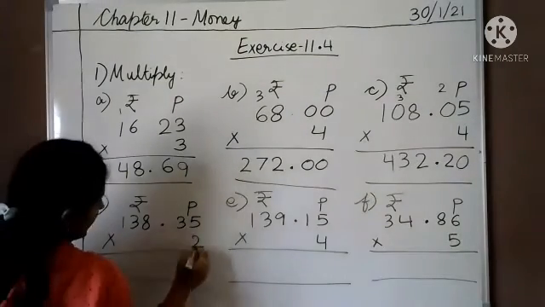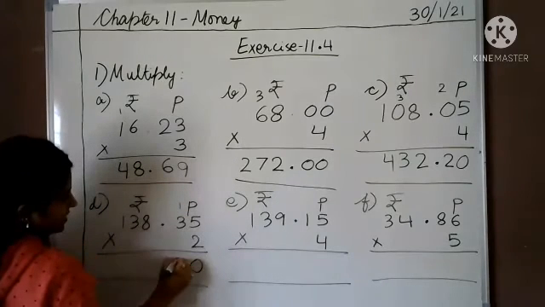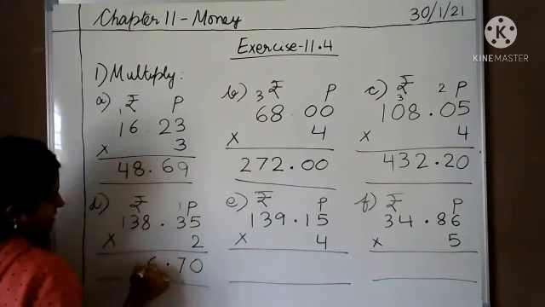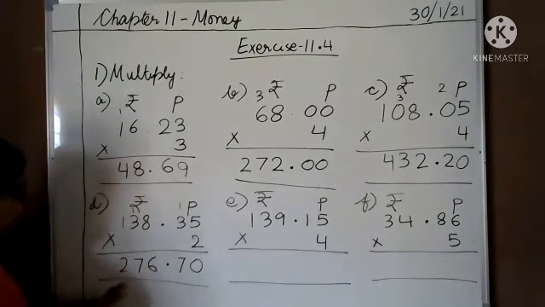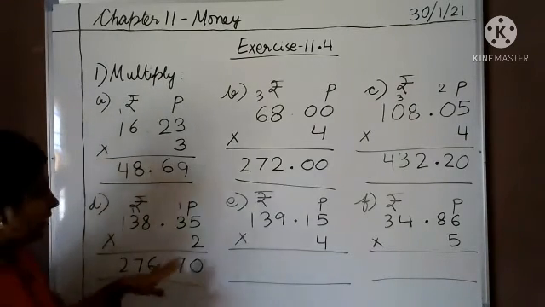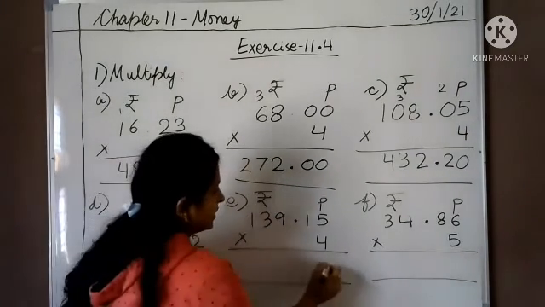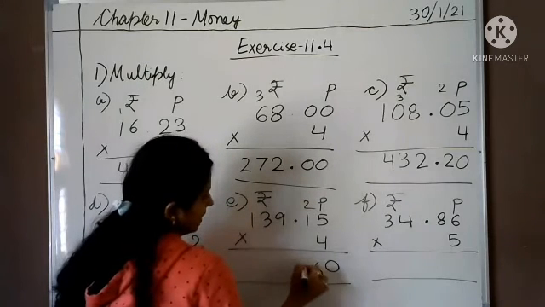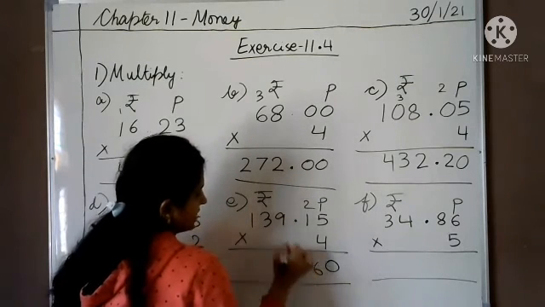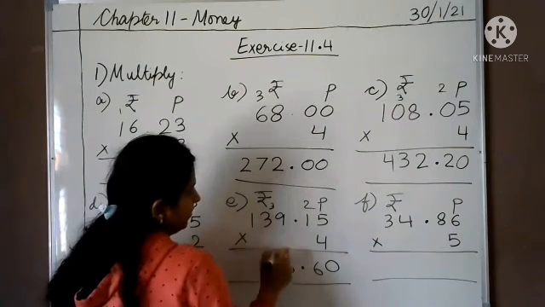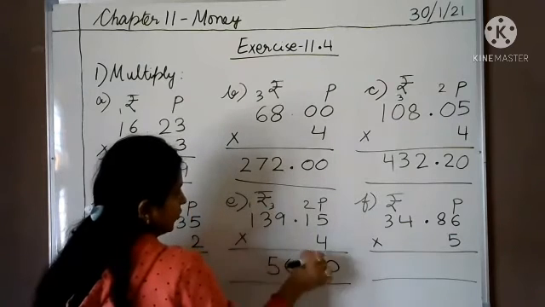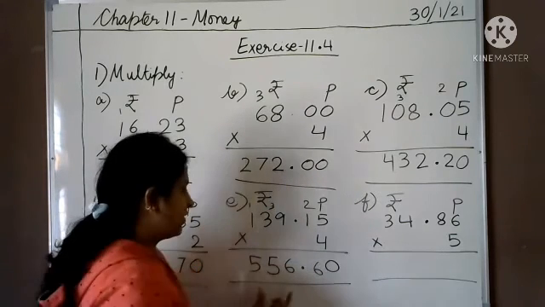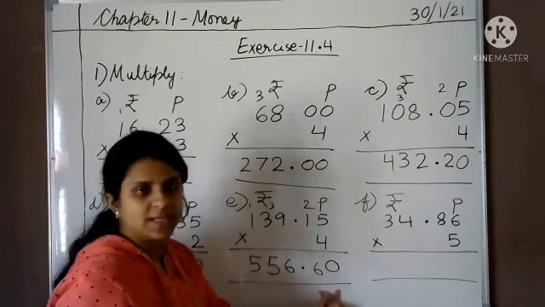Next. 2 fives are 10, 0 carry 1, 2 threes are 6 and 1, 7, 2 eights are 16, 6 carry 1, 2 threes are 6 and 1, 7, 2 ones are 2. So 276 rupees 70 paise. 4 fives are 20, 0 carry 2, 4 ones are 4, 6, 4 nines are 36, 6 carry 3, 4 threes are 12 and 3, 15 carry 1, 4 ones are 4 and 1, 5. So 556 rupees 60 paise.